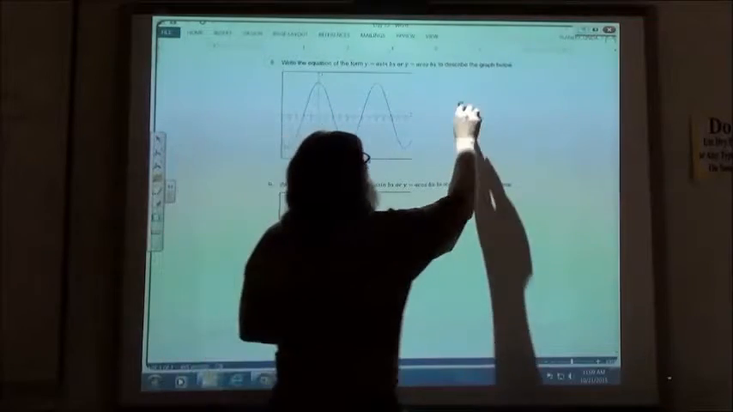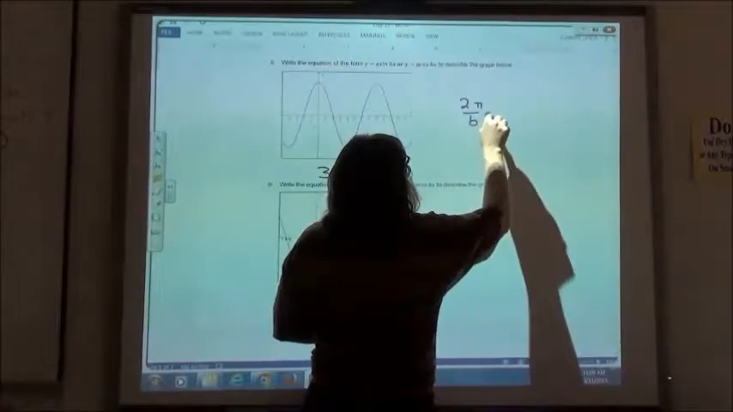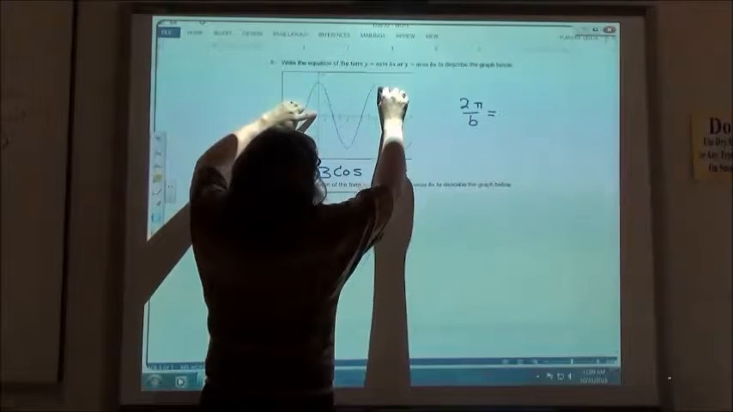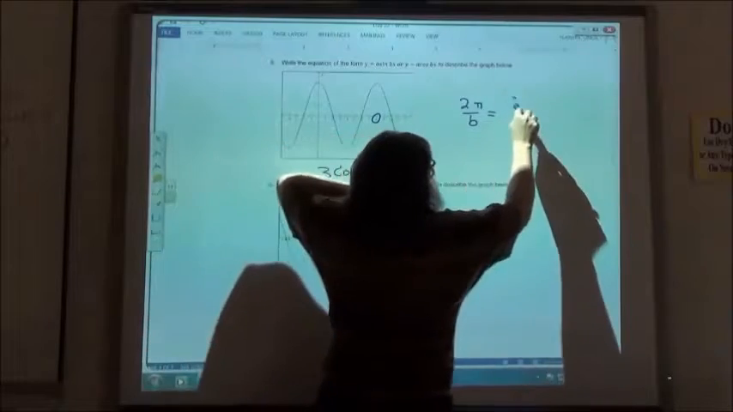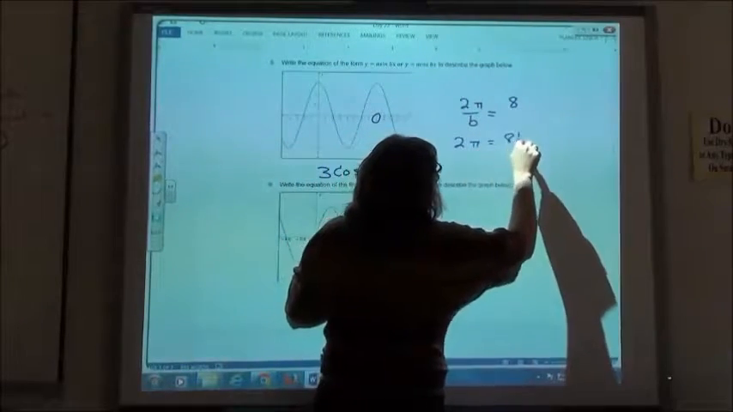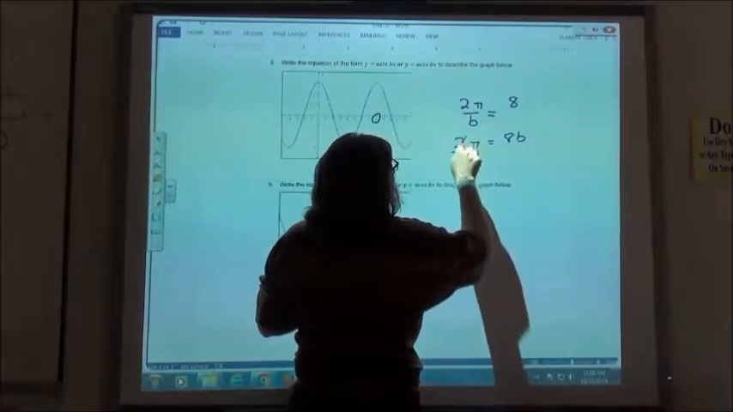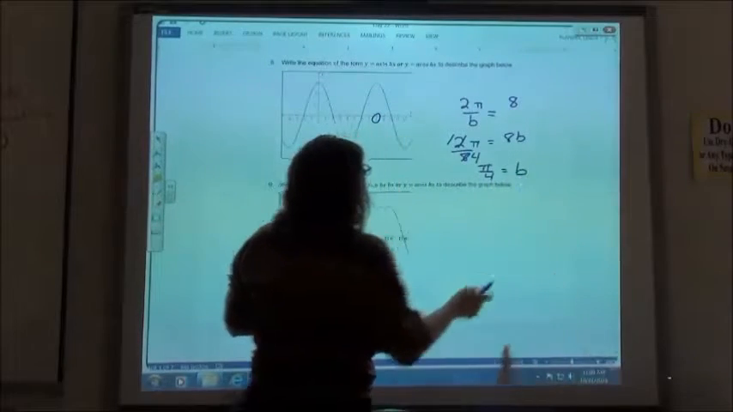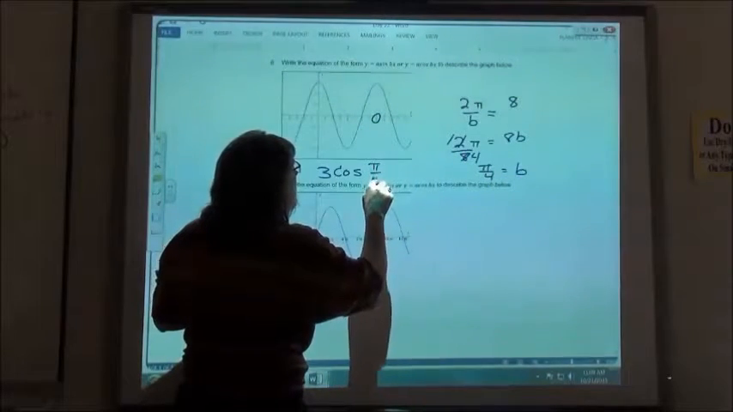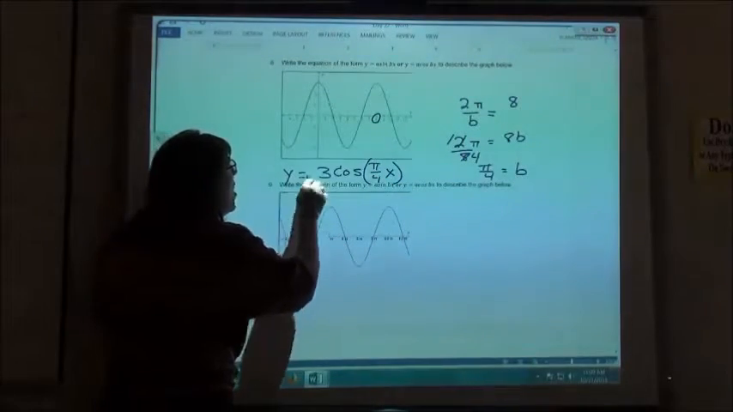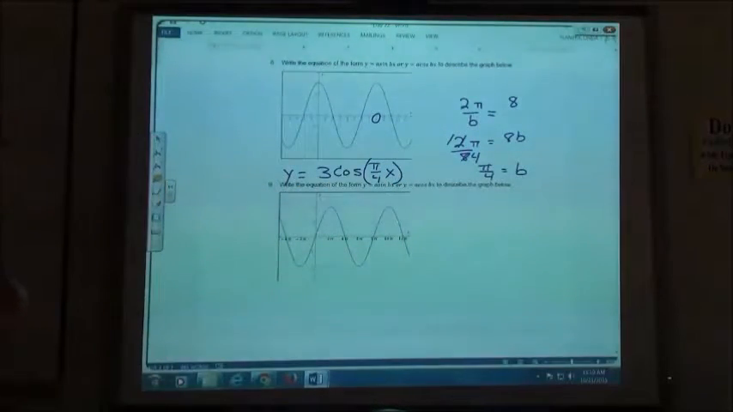And then my period. So 2 pi over b is going to equal, to do 1 full cycle of a cosine curve, I'm ending back up here, I would be at 8. So solving that, 2 pi would equal 8b, dividing by 8. I get pi over 4 for my b value, so I would have pi over 4x. Again, I could put the parentheses around there. Y is going to equal 3 cosine of pi over 4x for my equation.